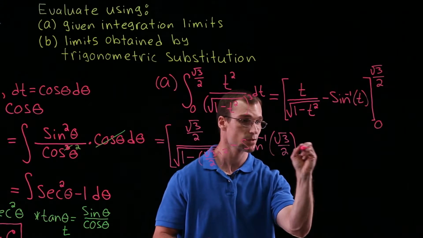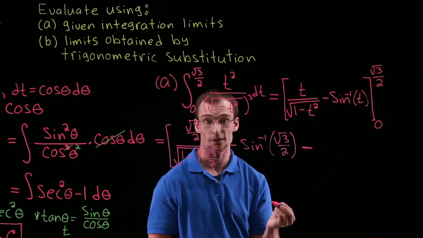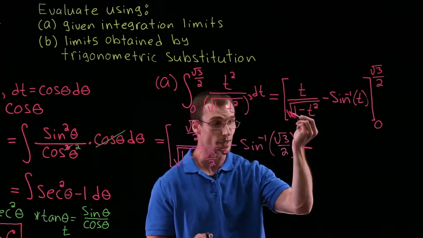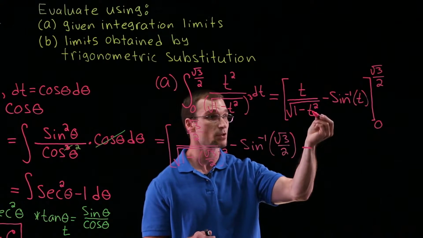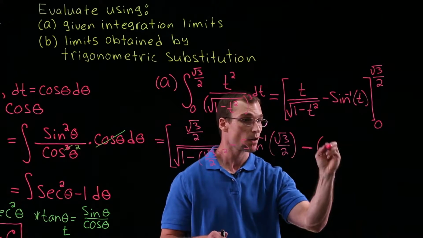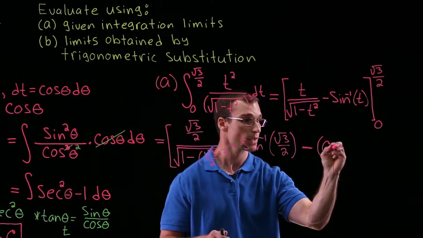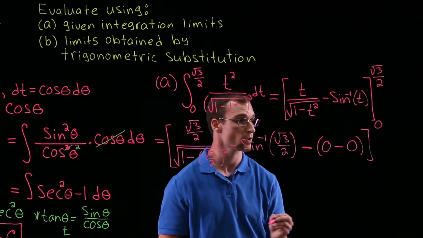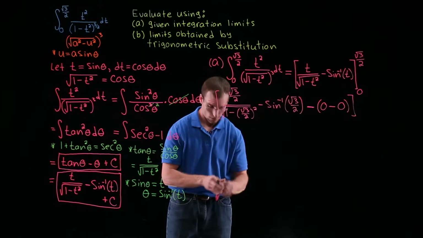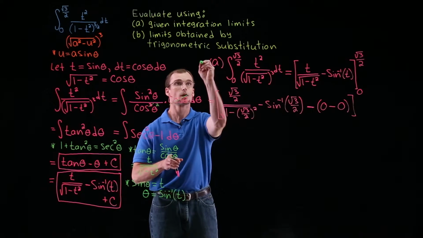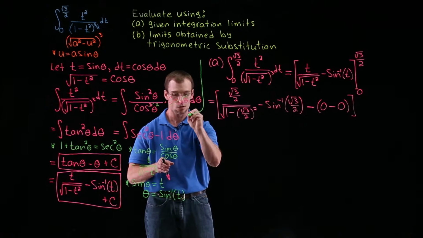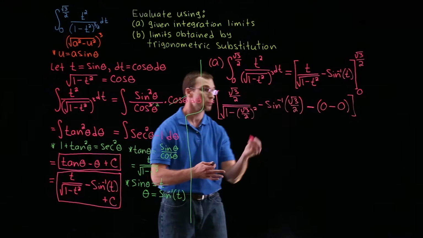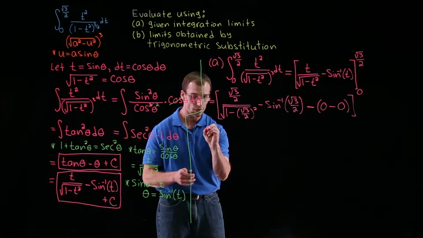Okay, and then that's subtracting the quantity plugging in 0 for everything. Well, with this we can save ourselves a little bit of work. If we plug in 0 for t, that's 0 in the numerator, and 0 in the denominator just gives us 1, so we're defined there. So the first term is just 0, and then minus sine inverse of 0 is also just 0. So we get 0 minus 0, or 0. Okay, so we'll just focus on this part.